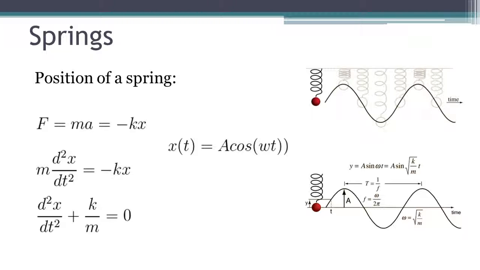We now have that the mass times the second derivative of x with respect to time equals negative kx, and when we divide through by m and rearrange the equation, we get that the second derivative of x with respect to time plus k over m times x equals 0. This is a second order differential equation. The equation that satisfies this differential equation is x of t equals A cosine of omega t, because when you take the second derivative of a sine or cosine function, you get that function times a constant.